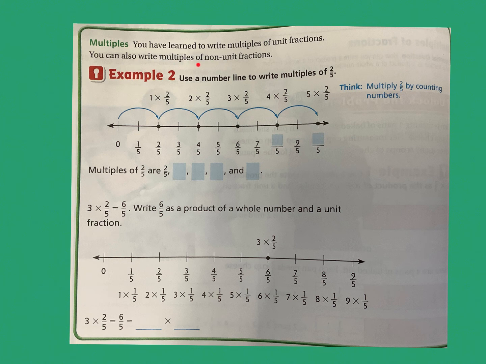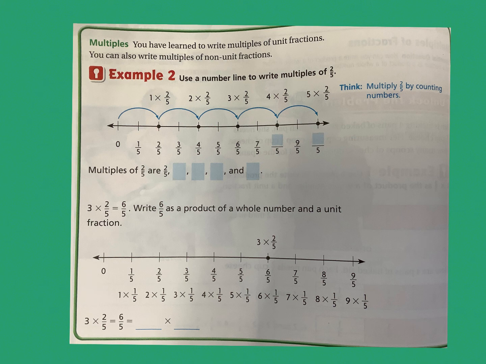And we could also write them as multiples of a non-unit fraction, or more than one unit fraction. So here's how we would do that. We could use a number line to write the multiples of 2/5, so that we could see it happen. Once you see it happen, it should make some connections for you here. I have all the numbers between 0 and 1. 5 fifths is 1, right? And then continuing on to here. We're going by 2 fifths. So we are between 0 and 1.